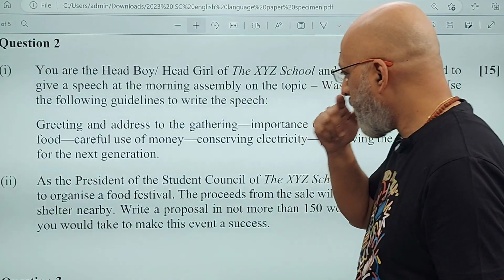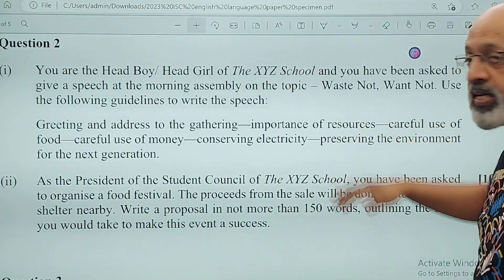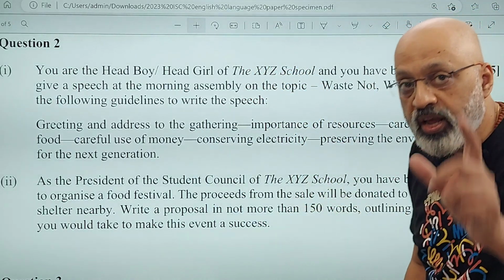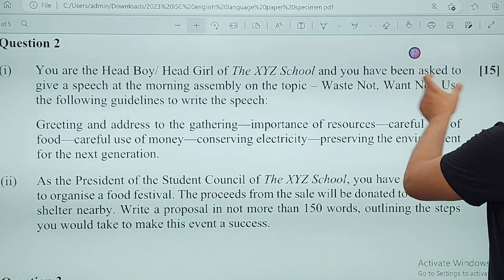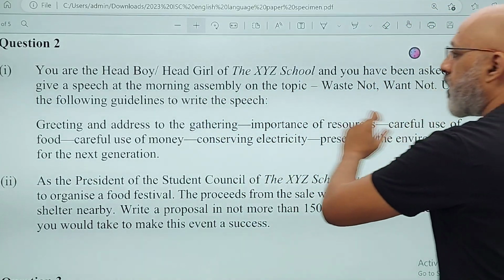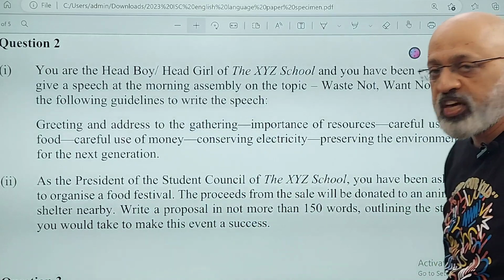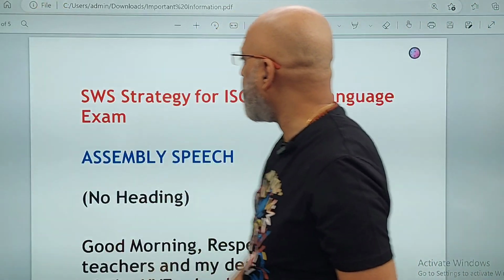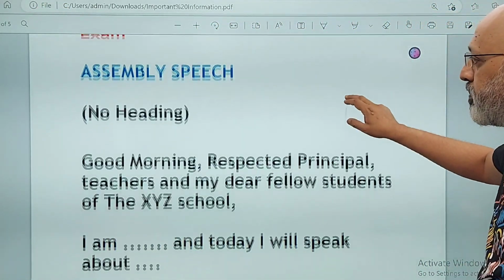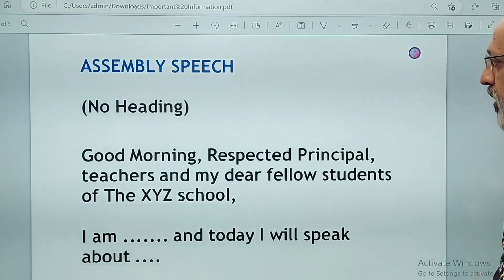Question number 2. Now, you are the head boy, head girl of the XYZ school. This is important. You need to name the school in what you are writing. And you have been asked to give a speech at the morning assembly on the topic waste not, want not. Use the following guidelines to write the speech, and these are the material points which have been given. So how do you write that? Okay, this is the assembly speech. You don't need to give a heading. Okay, for statement of purpose also, you don't need to give a heading.